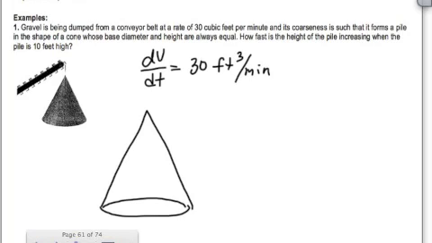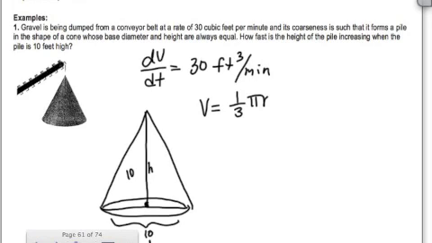The height is 10 feet. Oh, maybe not. The diameter and height are always equal. So in this one, the diameter and the height are always equal, so the diameter will be 10 at that point as well. We're going to call that D and this H. My volume is 1/3 pi r squared H.